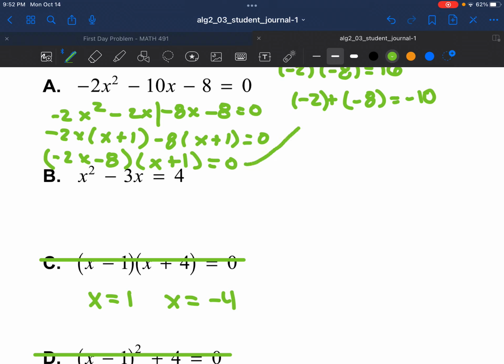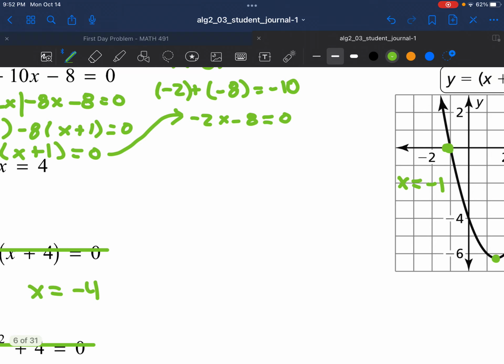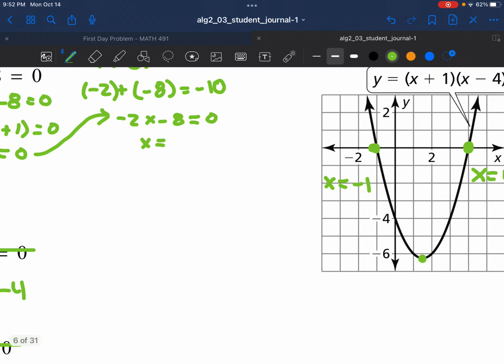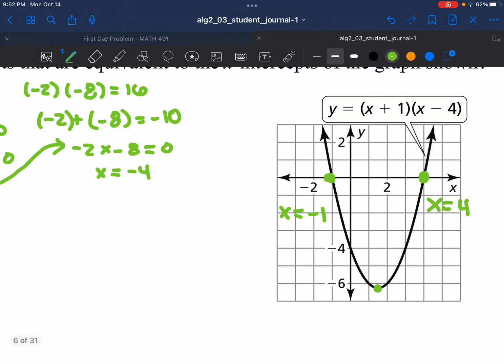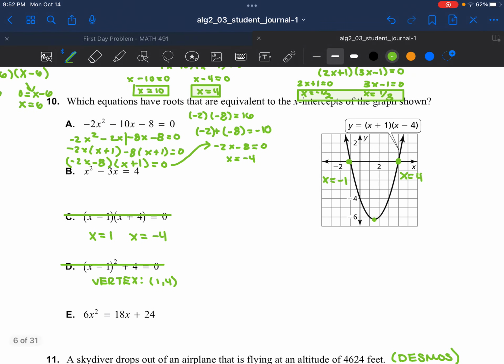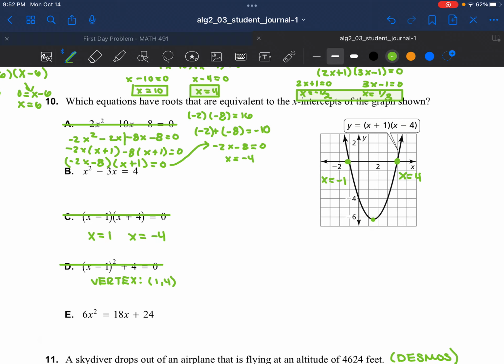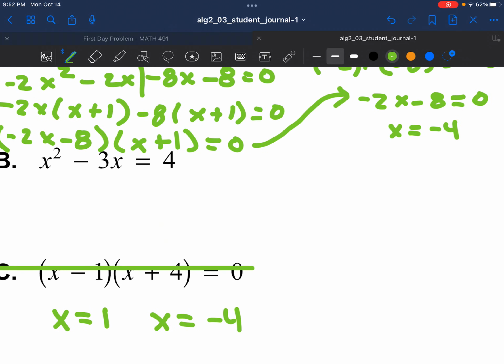Okay, and then we're going to go ahead and solve for each zero. So negative 2x minus 8 equals 0. When you finish solving it, it should be x equals, if I add 8 to the other side and divide by negative 2, negative 4. So that one's not going to work because we need a positive 4. So this one is out.